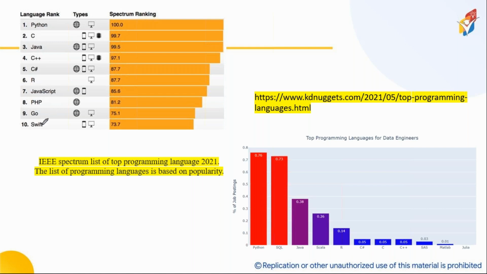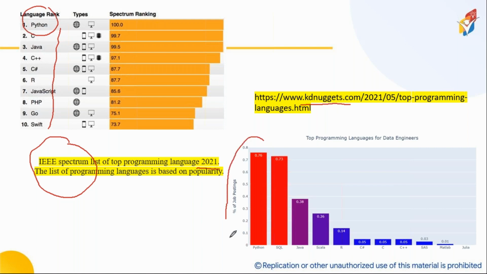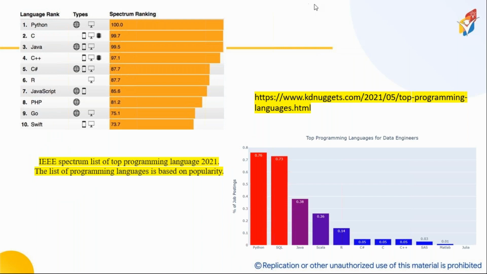Look here. Compared with other languages, Python is better for job prospects according to IEEE Spectrum, which published in 2021. According to KDnuggets, which is a journal related to machine learning, it is also saying that Python is better than other languages. I'm not boasting about Python. These are the statistics which are available regarding Python.